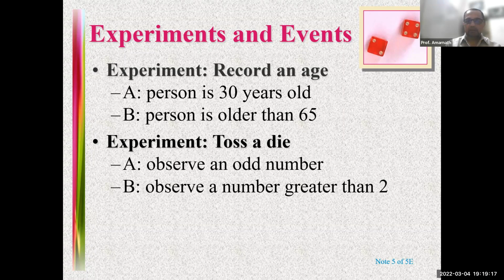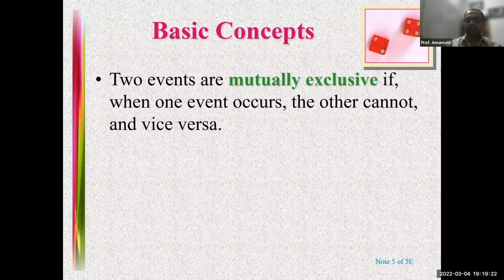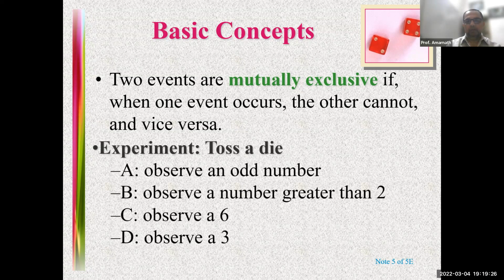So, basic, some more things. Two events are mutually exclusive if when one event occurs, the other cannot, and vice versa. So experiment: toss a die, observe an odd number, observe a number greater than 2, observe a 6, observe a 3. So I have got 4 events happening here in this experiment. So any event is mutually exclusive when one event occurs, the other cannot.